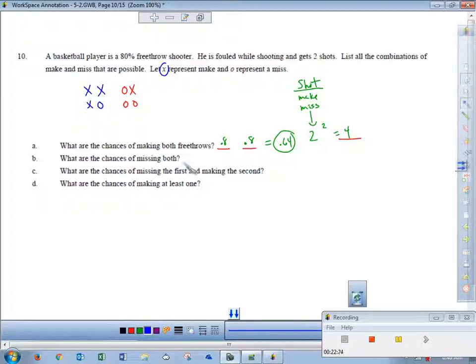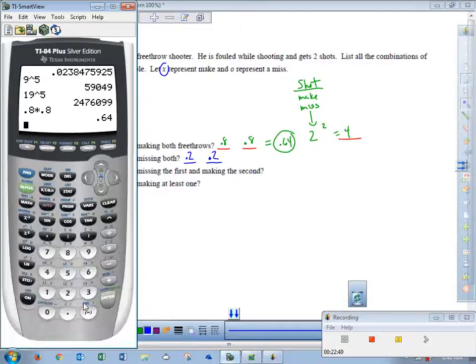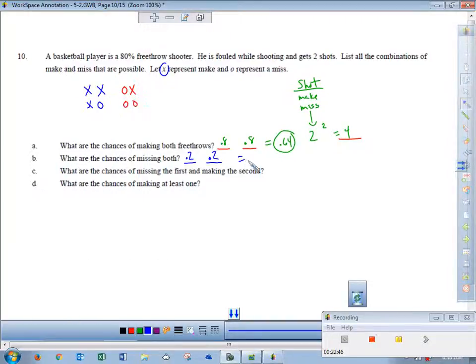What are the chances that he misses both? So here's the 2 possibilities. If he missed the first one, well, if there's an 80% chance he's going to make it, isn't there a 20% chance he's going to miss it? So missing them both would be 0.2 times 0.2, which would be 0.04. Right, so there's a 4% chance that that's going to happen.